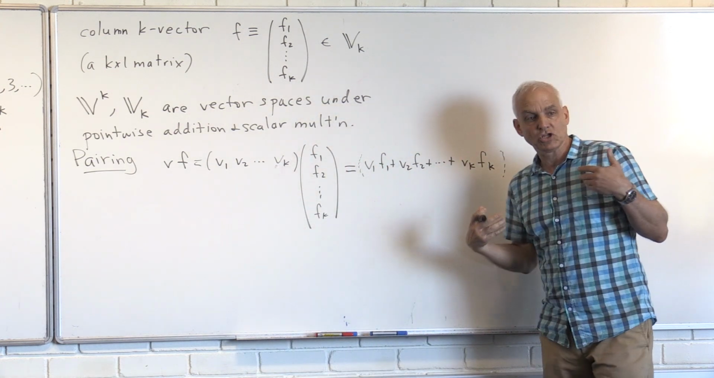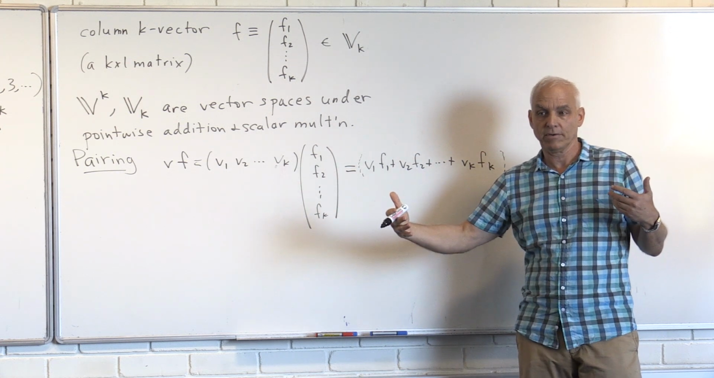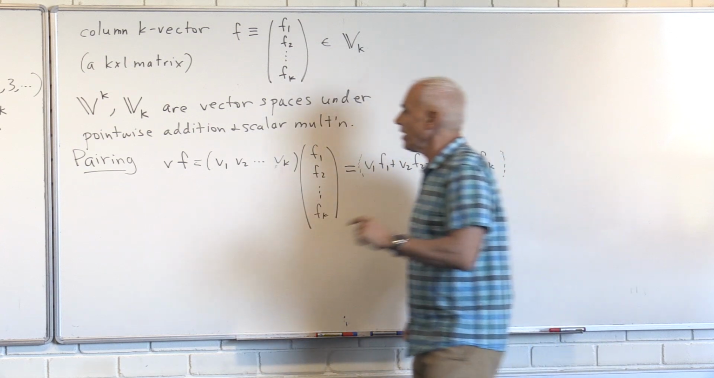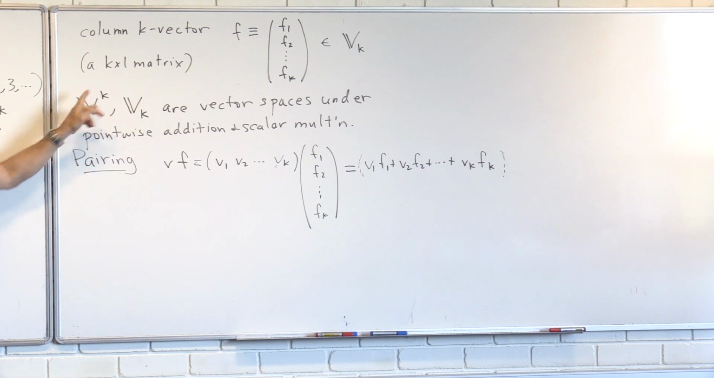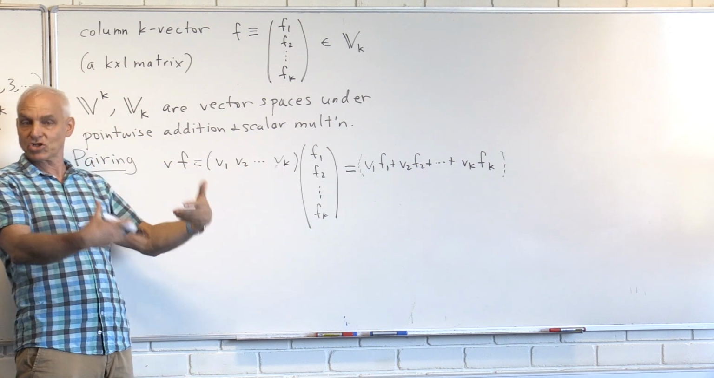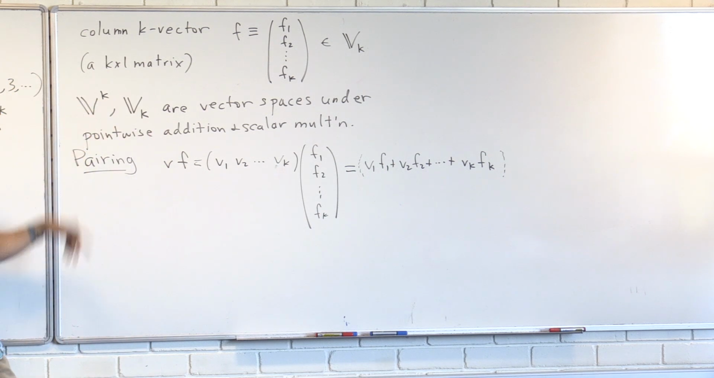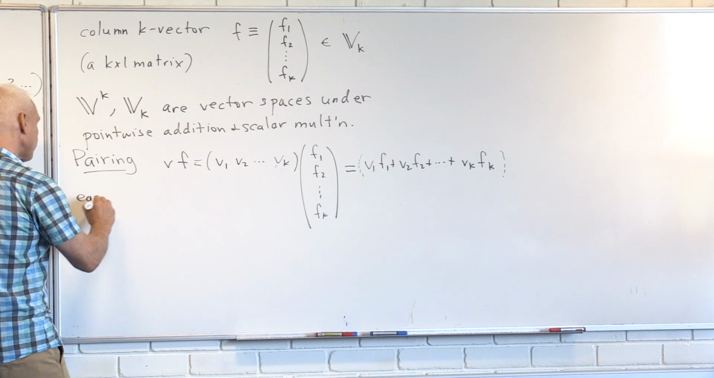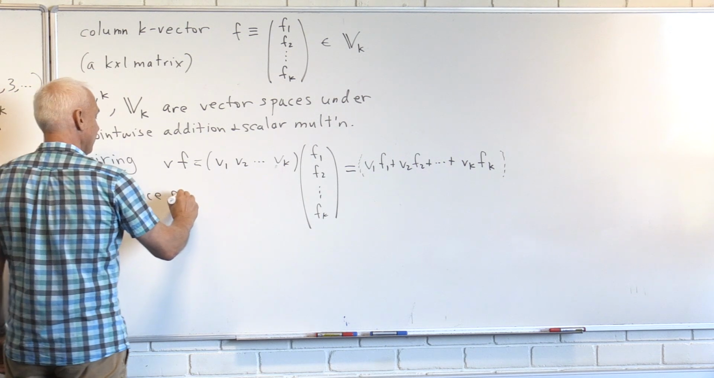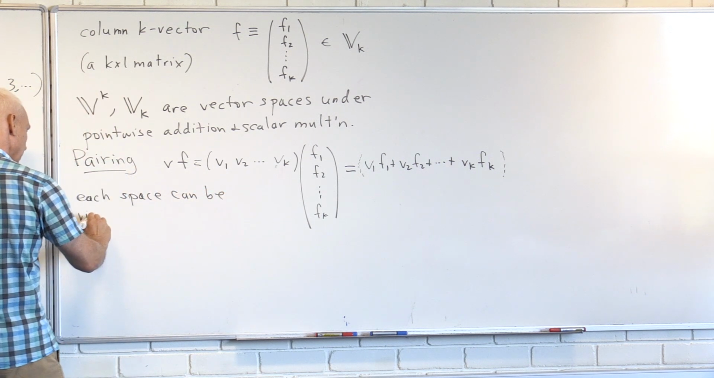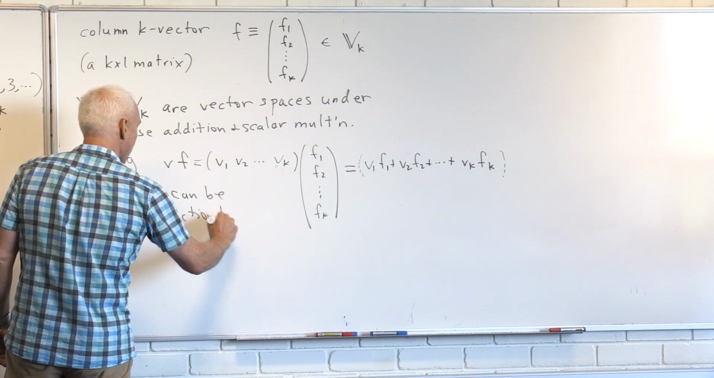And that exhibits each vector space as a space of functionals, or linear functionals, on the other. So this way, V super k can be thought of as a space of linear functionals. So given a V super k element, you can think of that as giving you a function from V little k to the field, or given one of these, you get a function from this to the field. So each space can be viewed as functionals on the other.